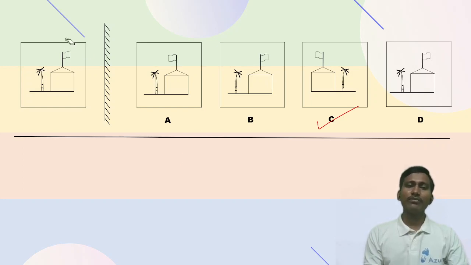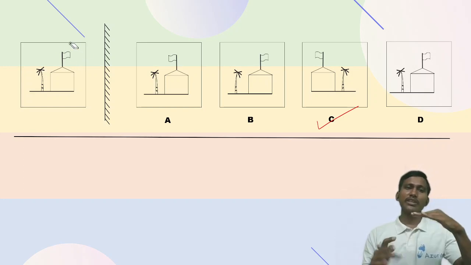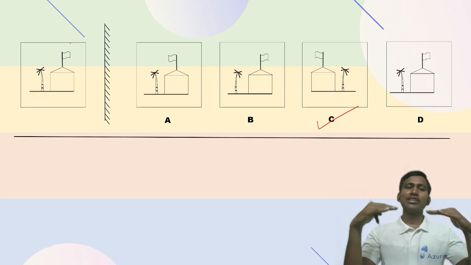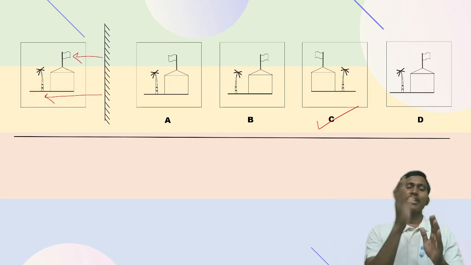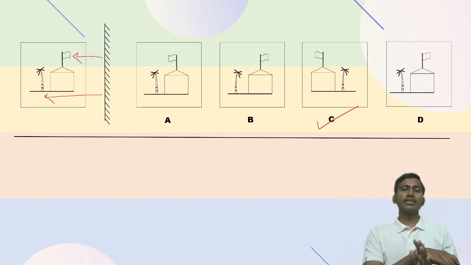If you see the flag, it is towards the mirror. So in the mirror image also, it should be towards the mirror. So this will be the first. So here is the answer. Now, if you see, this tree is away from the mirror. That is next to the house.